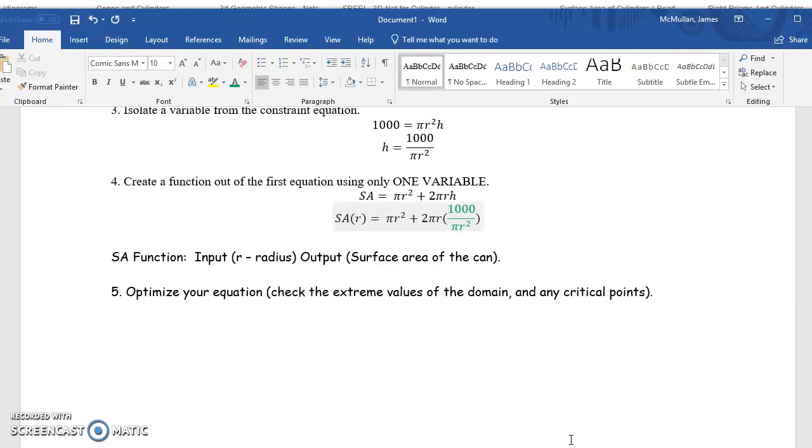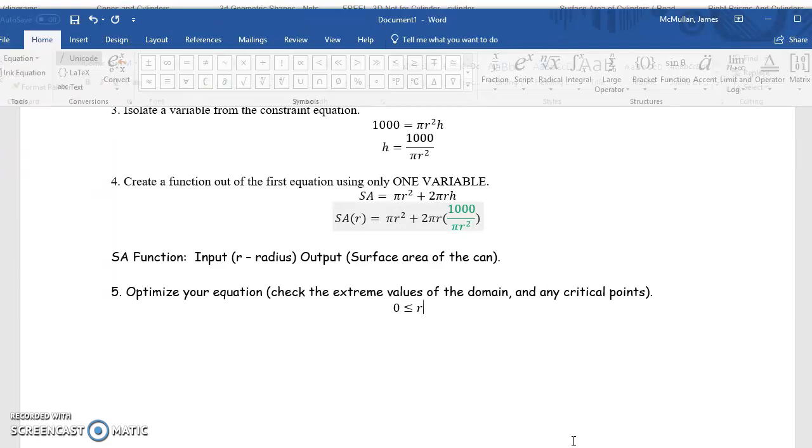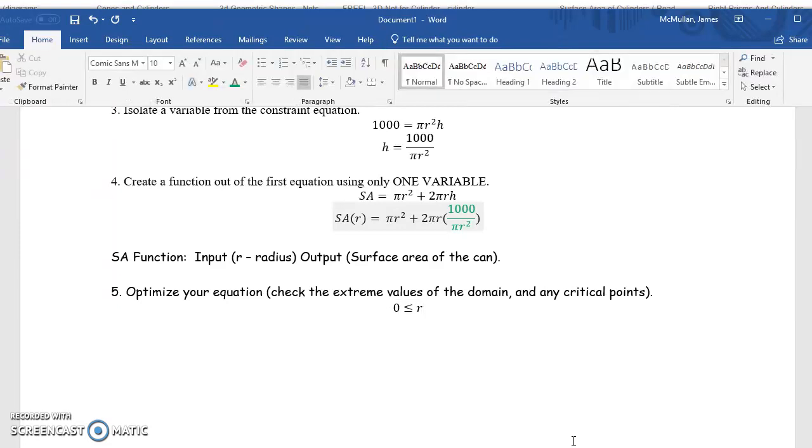What we could conclude is that 0 is less than or equal to r. We know that. We don't really have a sense of what the maximum radius could be, since with a height of 0 you could have an infinitely large radius. So let's say we don't really have a second boundary for this. Let's just say we have the one boundary. We know r has to be bigger than 0. We don't know any better than that.